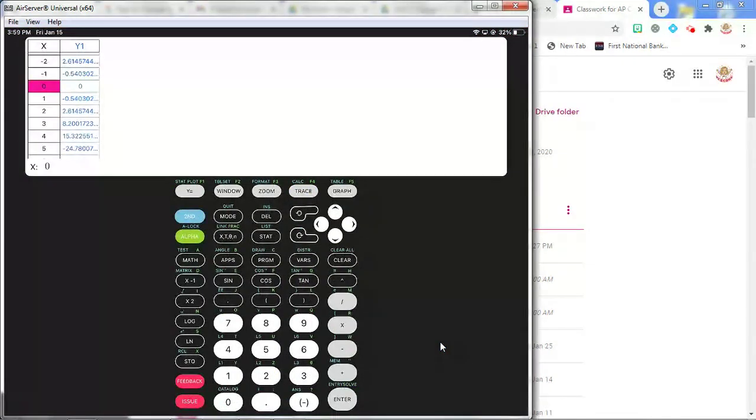Okay, so I'm going to go to the table. All right, and our critical number is 1. When x is 1, our second derivative is -0.5403.